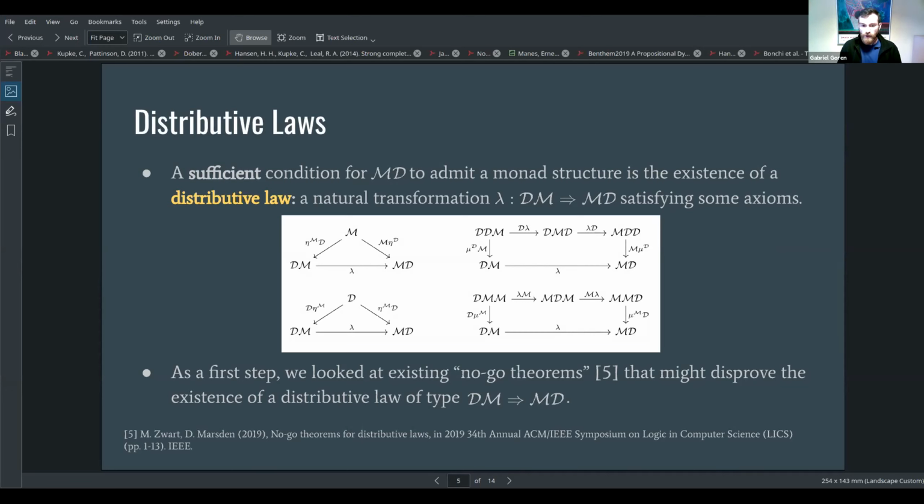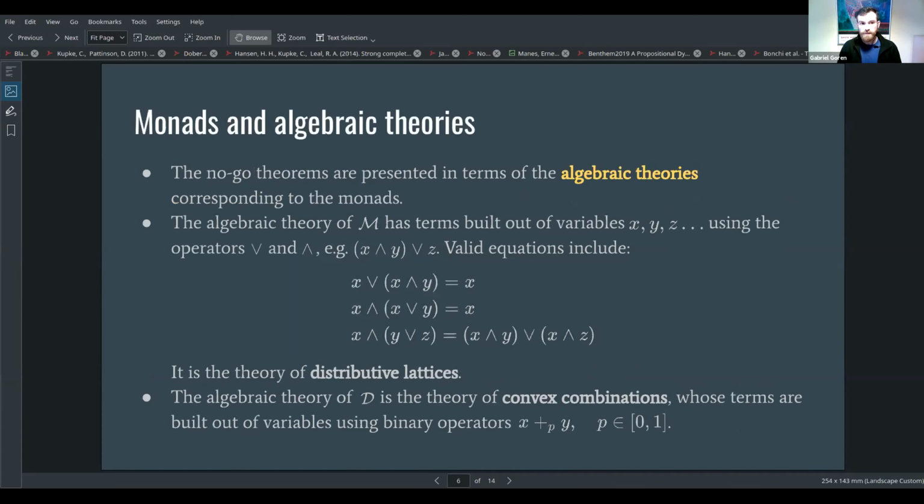So we looked at these no-go theorems, and something important about them is that they are presented in terms of the algebraic theories corresponding to the monads. Before, I didn't really say anything about the functors we've been looking at, or the monad structures on them, but it's important to keep in mind that giving an algebraic theory for a monad is actually describing the monad. It's giving essentially the same information.